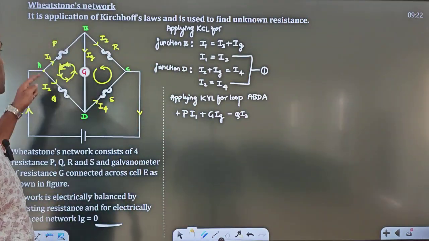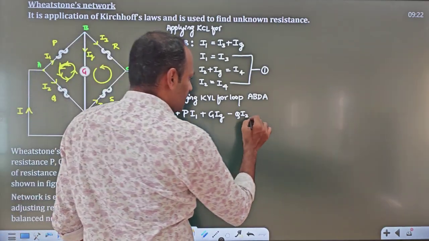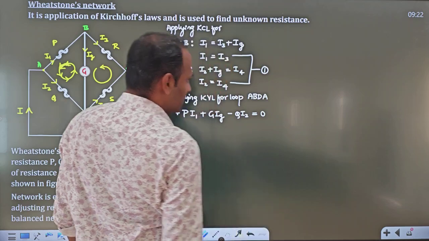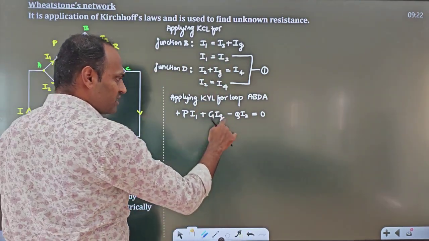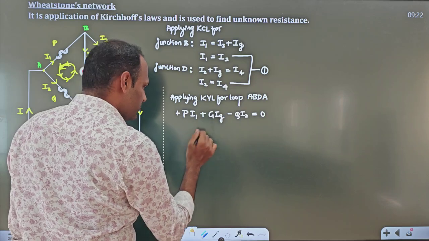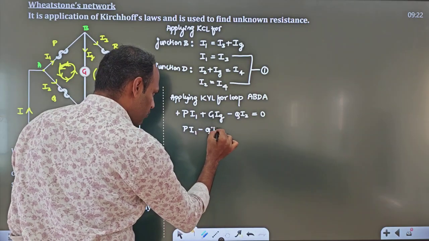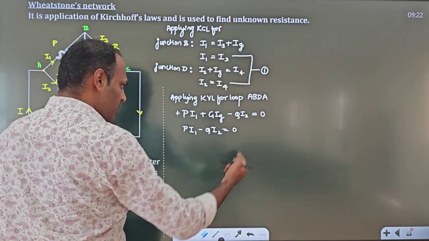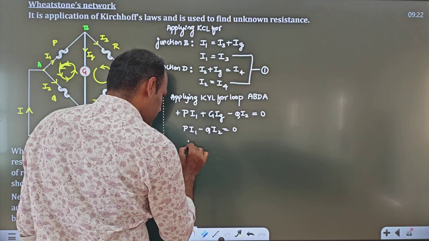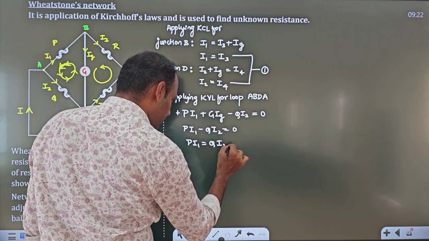Is there any cell in this loop? There is no cell in this loop, so the sum equals 0. After that, IG is already 0, we know that, so this term becomes 0. So I will get PI1 minus QI2 equal to 0. Shift this QI2 to that side. I will get PI1 is equal to QI2.